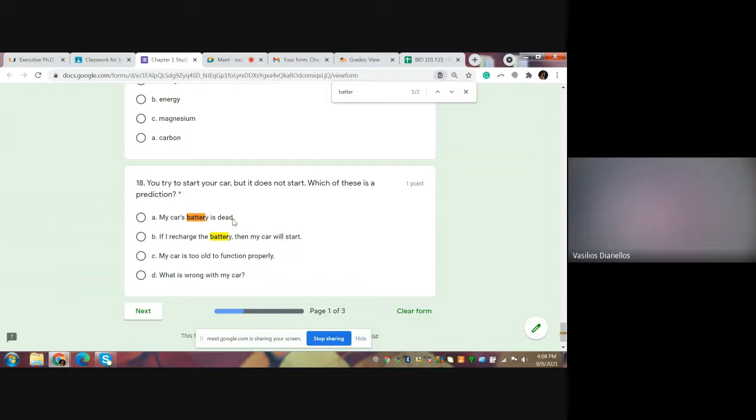And then a prediction is sort of like rewording your hypothesis, but it's more specific because in your prediction, you talk about how you are going to test your hypothesis. So in this case, the prediction will be B, and it's usually an if-then statement. If I recharge the battery, then my car will start, right? Because you could have all kinds of predictions for that hypothesis. You could put, if I replace the battery, then my car will start. Or if I put this battery into another car, then that car won't start. So you can see that from this one hypothesis, which is just the initial answer to the question, you can come up with multiple predictions.